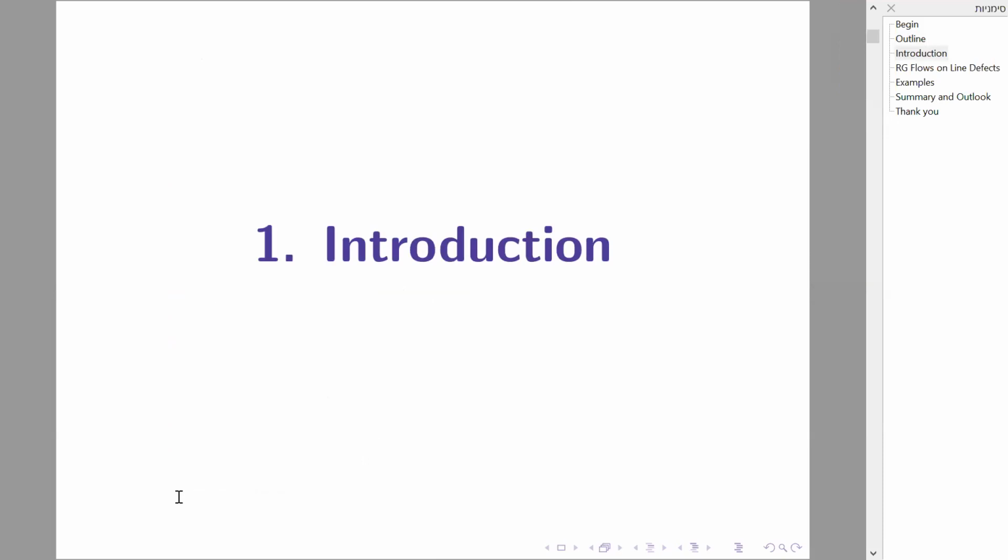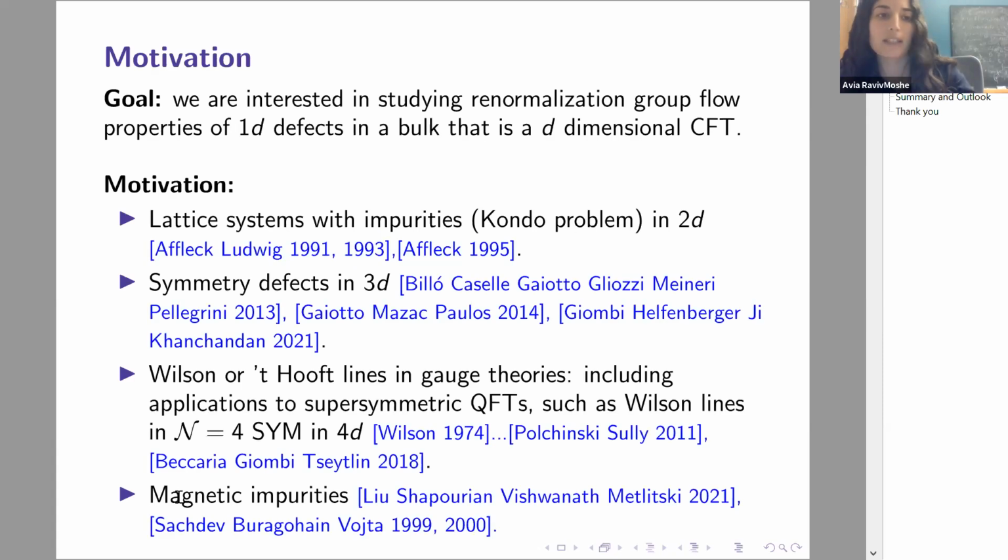Okay, so first, introduction to the subject of line defects in conformal field theories. First, let me explain the motivation. In this talk, we will be interested in studying renormalization group flow properties of systems that are one-dimensional defects put inside a bulk that is a d-dimensional CFT. Now, such a setting is relevant for various physical systems.